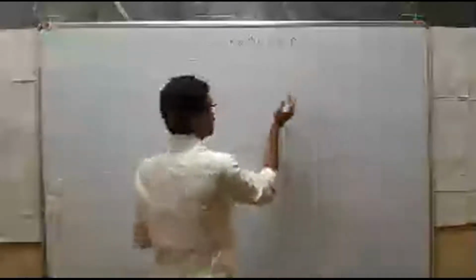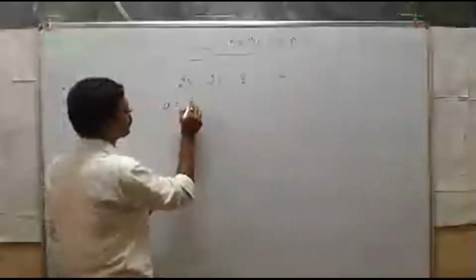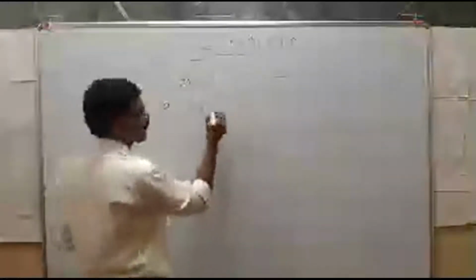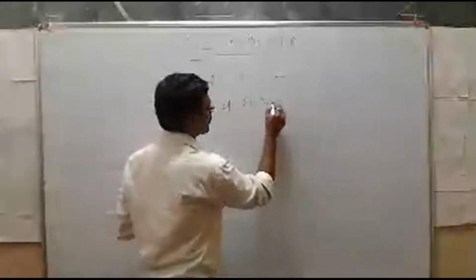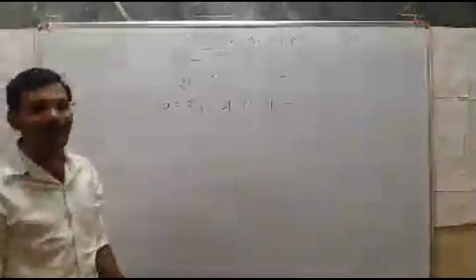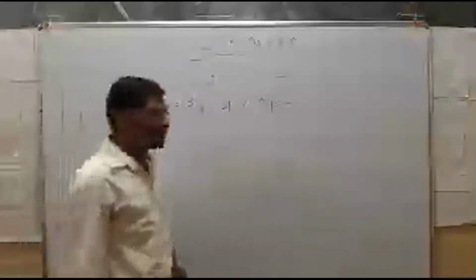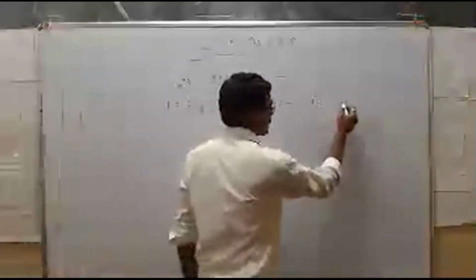Here a is equal to 24. d is equal to 21 minus 24, which is minus 3. Here the sum is 78.